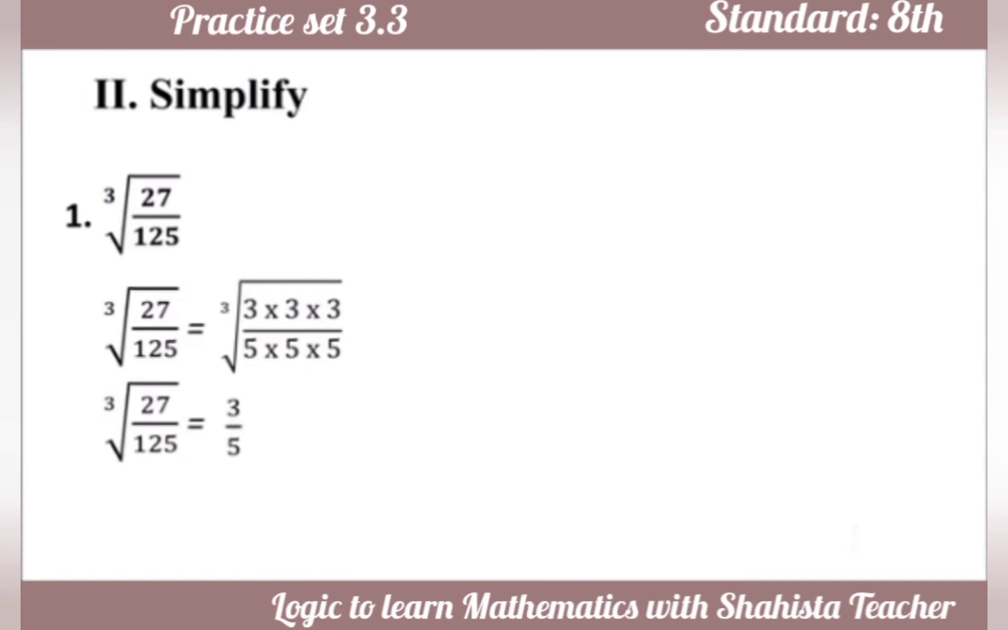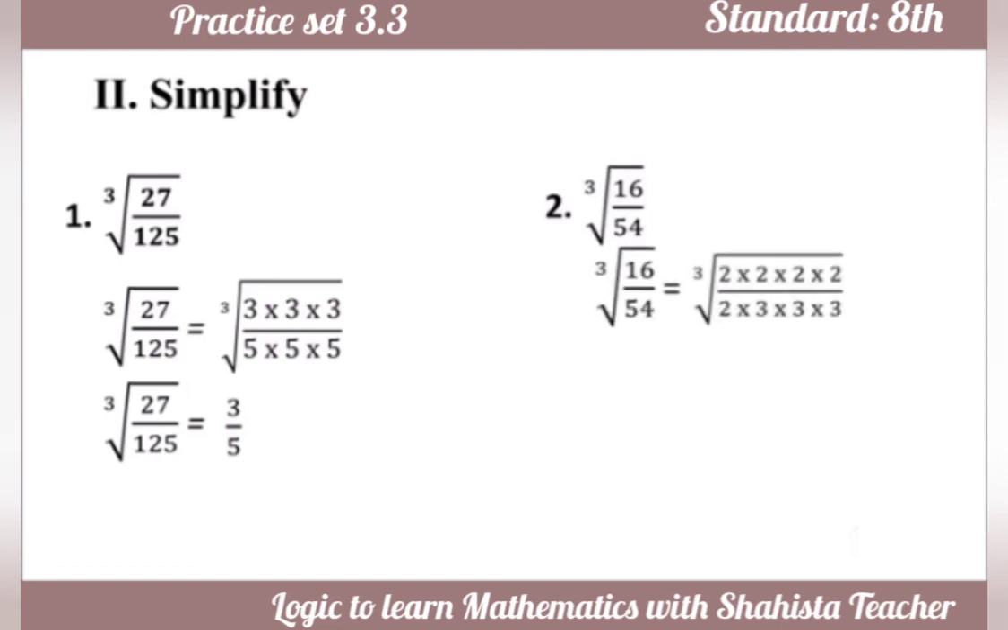Is that clear? Now let's solve the second question. Cube root of 16 upon 54. Cube root of 16 upon 54 is equal to 2 into 2 into 2 into 2 upon 2 into 3 into 3 into 3. 2 2s are 4, 4 2s are 8, 8 2s are 16. Same for the denominator, 2 3s are 6, 6 3s are 18, 18 3s are 54.